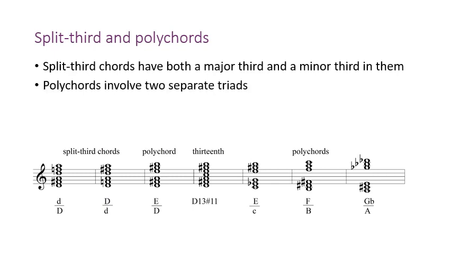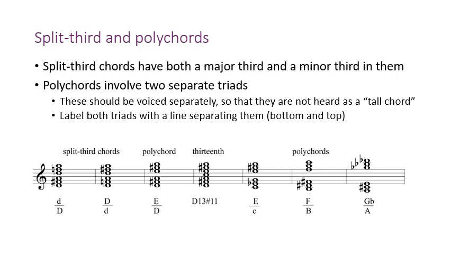In a similar way, we could take two completely separate triads, that is with different roots, like a D major chord and an E major chord, and we would have a polychord. Now, these should clearly be voiced separately, so that you wouldn't hear that as a tall chord. So if I had a seventh in between there, that would just be heard as an extension of the D with a sharp 11 in it. So these are voiced as separate chords, and you would label both of those triads with a line separating them. So you have a bottom chord and a top chord.